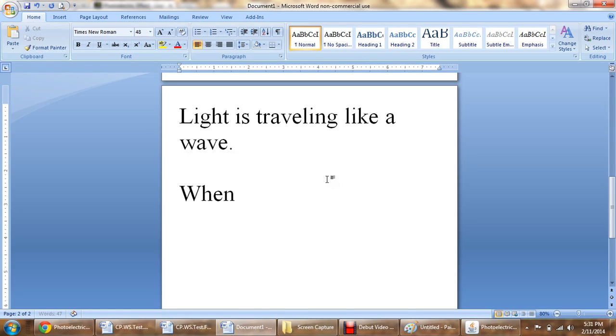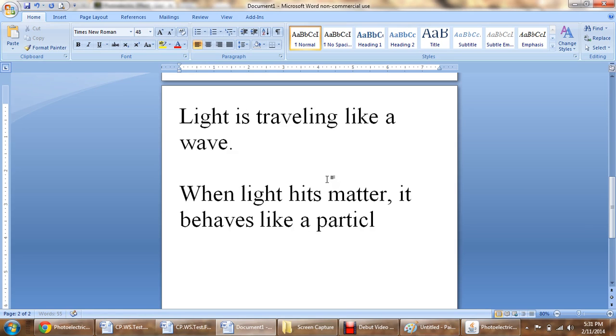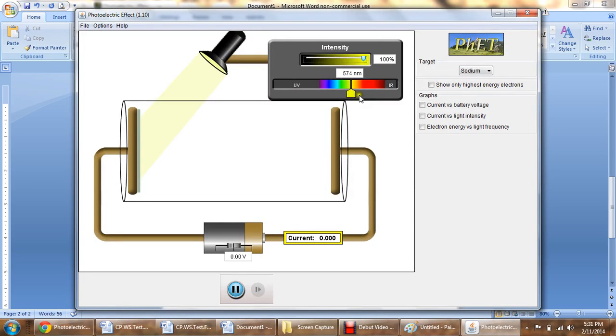However, when light hits matter, it behaves like a particle. So it has both properties, but not at the same time. When it's moving, it's a wave. When it hits things, it's a particle. Now, let's go back to this experiment here. What we see happening is yellow doesn't do anything, then your greens, blues, and purples do.